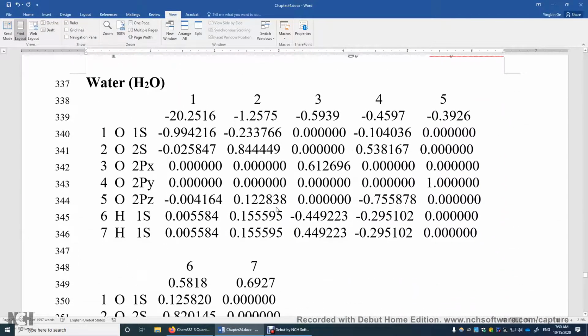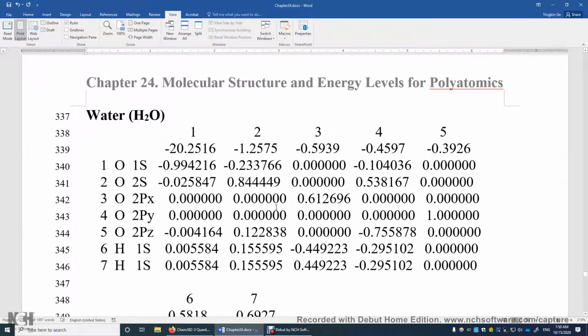Now let's look at water. Those are numbers. If you do quantum mechanical calculations, you can calculate the molecular orbital coefficients. Those are coefficients and the energies in atomic units. So now let's look at the coefficients. This is just the 1s orbital of oxygen. It's boring. This is the energy of the 1s atomic orbital. And now look at here.